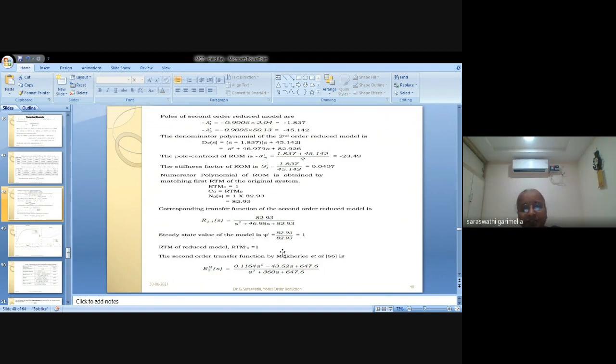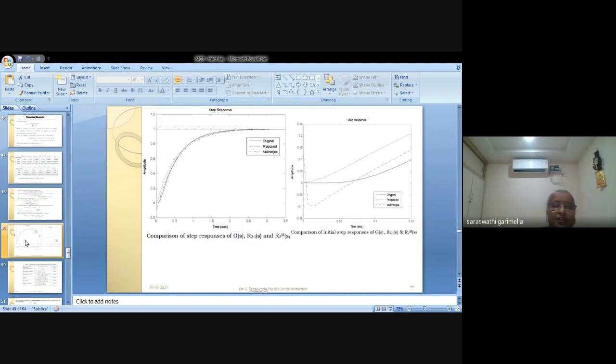You can see the steady state value is 1, because the ratio of A0 by B0 or B0 by A0 is 1. So I got this as 1, that is RTM1. And for the original eigenspectrum 0, that is Mukherjee's, this is the transfer function. And if you draw the plots, then my original, Mukherjee's and my reduced are there.